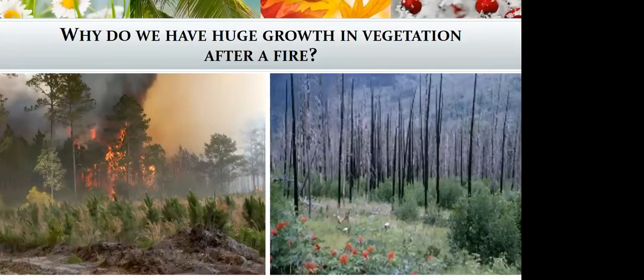When you have a forest fire, we always see huge growth in vegetation after a fire. You know, the fire will come through and burn everything black, and after a good rain and within a few weeks, you're having huge growth and lush vegetation that has taken over where that forest fire was. And the plasma will explain what is happening.